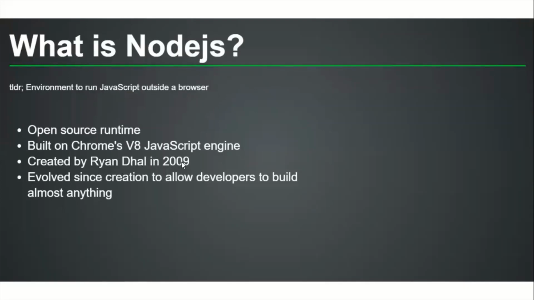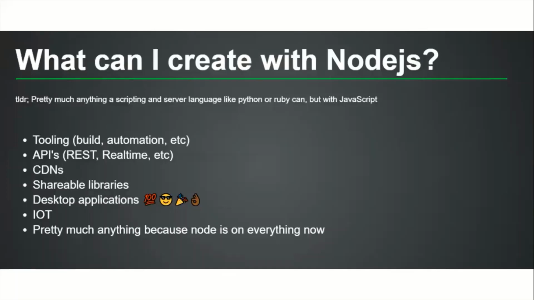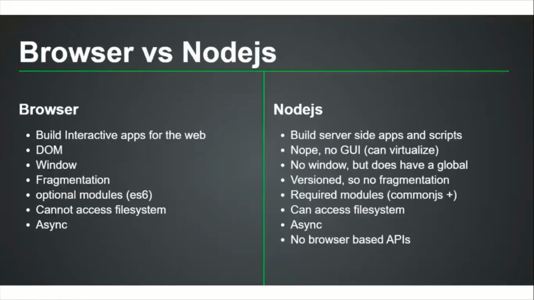Okay, so it was created in 2009 by Ryan Dahl, and many developers have contributed to this framework, and now it's everything. So what can you create in Node.js? Pretty much everything: APIs, libraries, scripting. If you want to automate some task, like opening a website and filling a form, everything can be done using Node.js. As the last line says, pretty much anything, because Node.js is everything now. Okay, so this is just a brief.